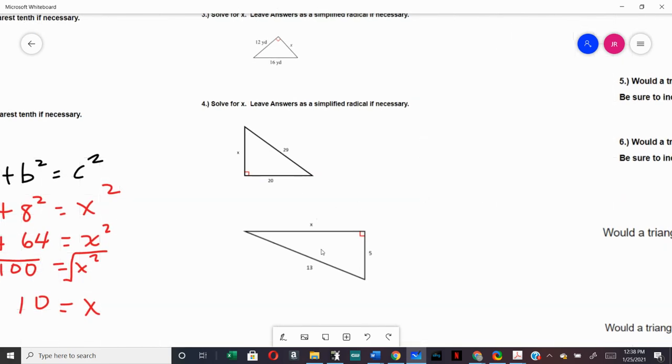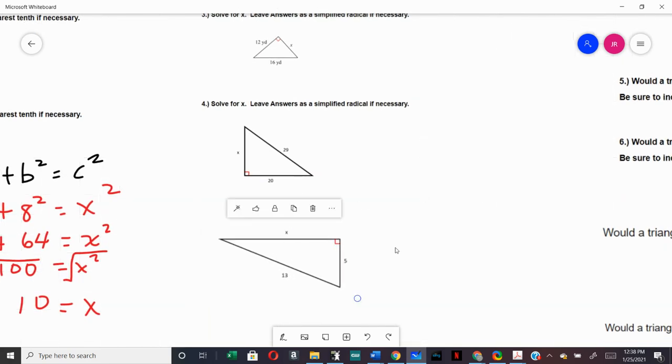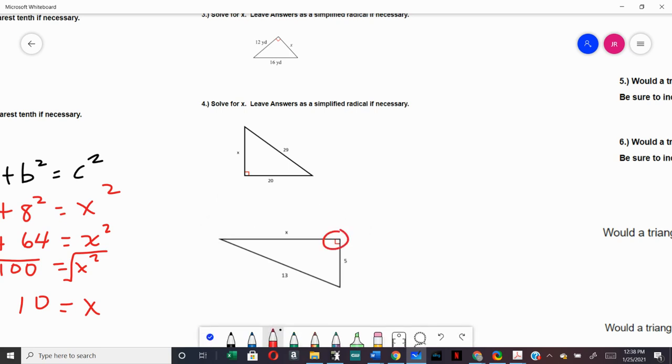So let's look at this example. Again, I want to find the right angle. The right angle is always listed. It's right there. So that means this is a leg and this is a leg. That means one of my legs is x. So a squared plus b squared equals c squared. I'm just substituting what I know. X squared plus 5 squared is going to equal 13 squared.